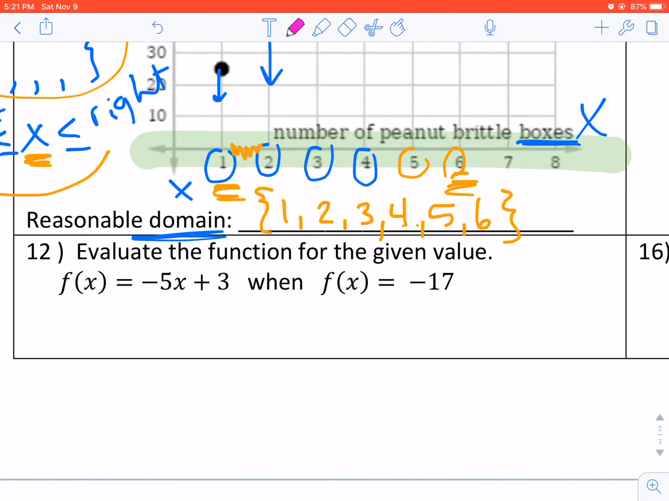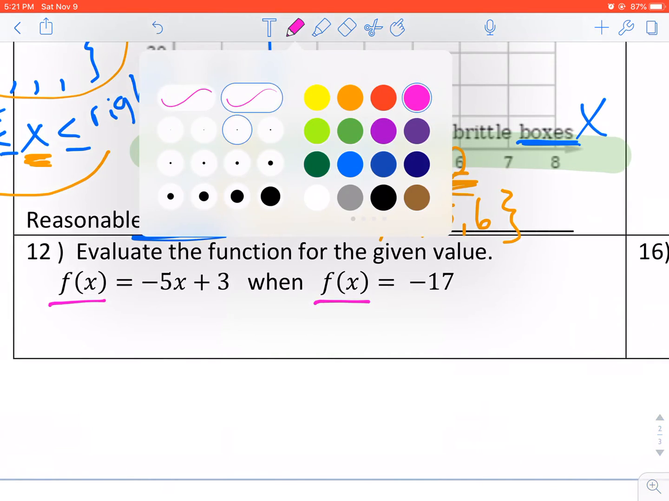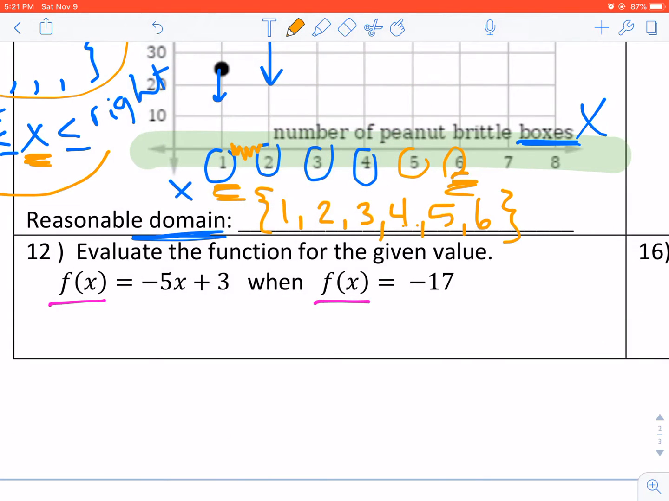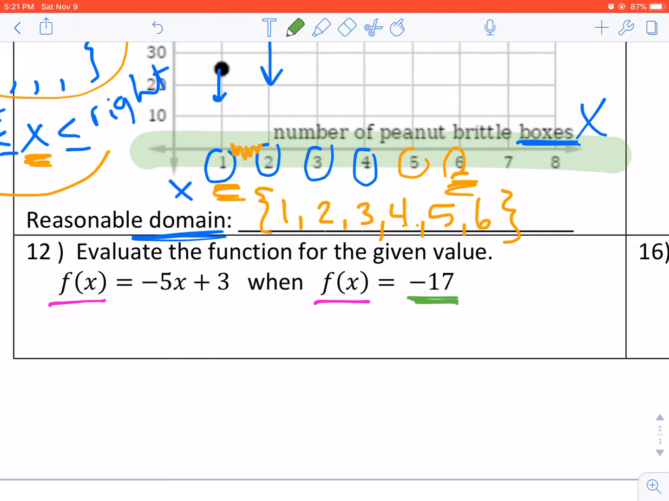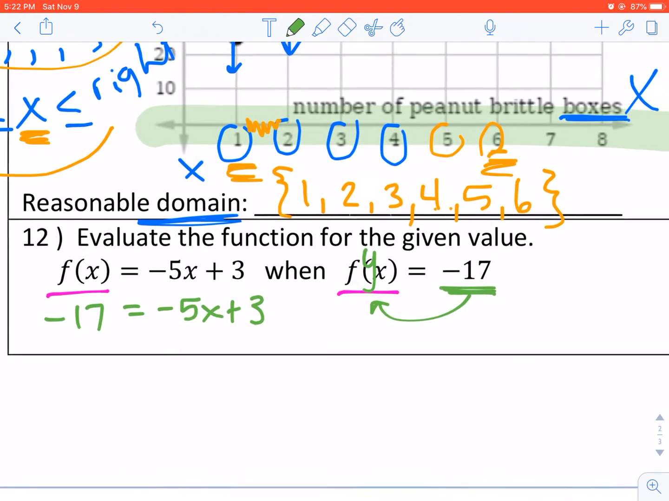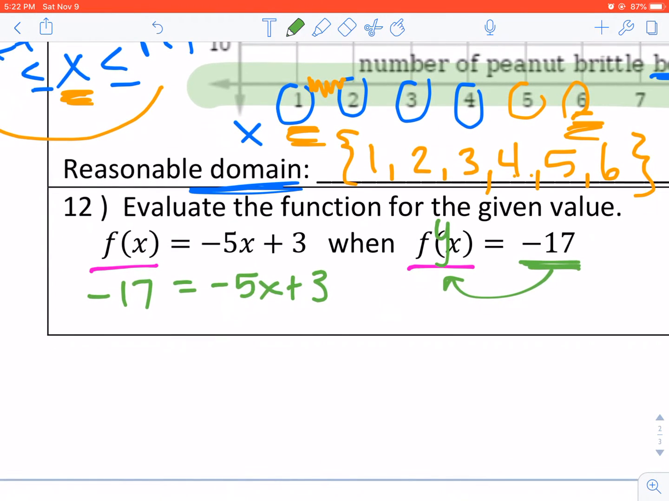This question is telling us that the f of x, go find f of x, here it is. The f of x spot is the same as a negative 17. So what we're going to do is plug in this negative 17 into that f of x spot. And remember, the f of x is like the same as y. So it's telling us that the y value, the y spot, is negative 17. And that equals negative 5x plus 3. So from here we're going to solve. And again, notice this is different than plugging in the x number.